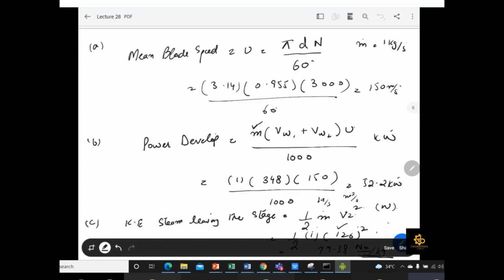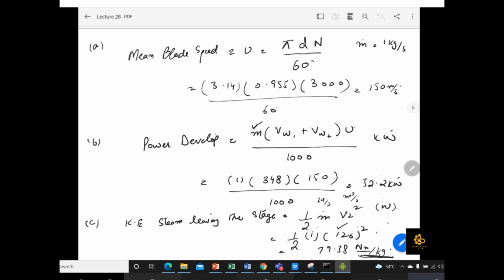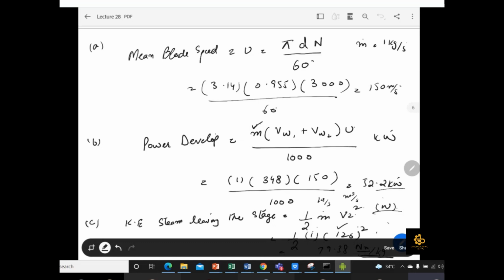Okay, so you have to make the units consistent, that either you can use the watt. So if you want to calculate the power developed in kilowatt, you can calculate the kinetic energy of steam also in watt. Okay, so it's up to you.